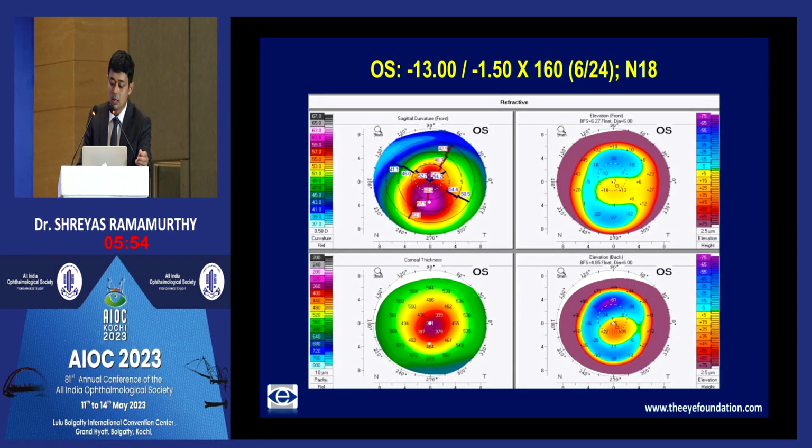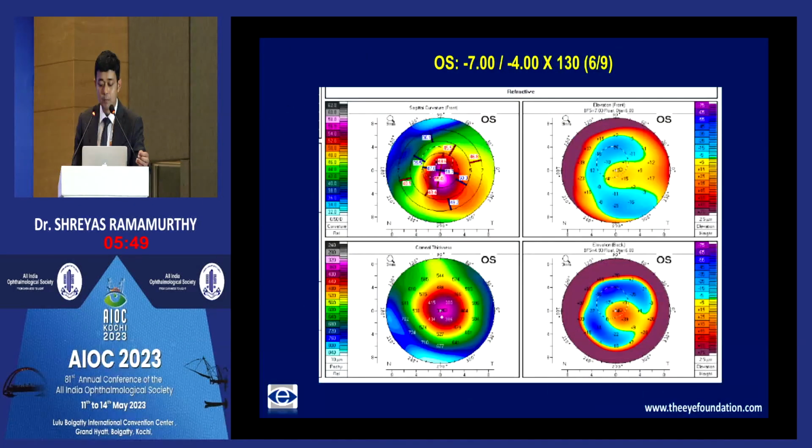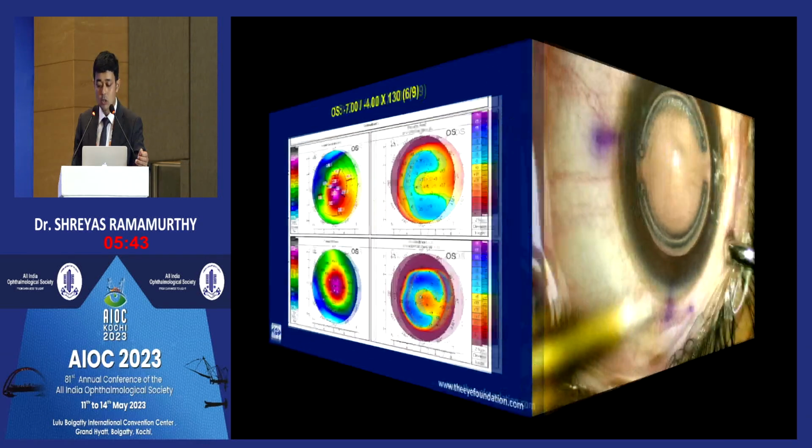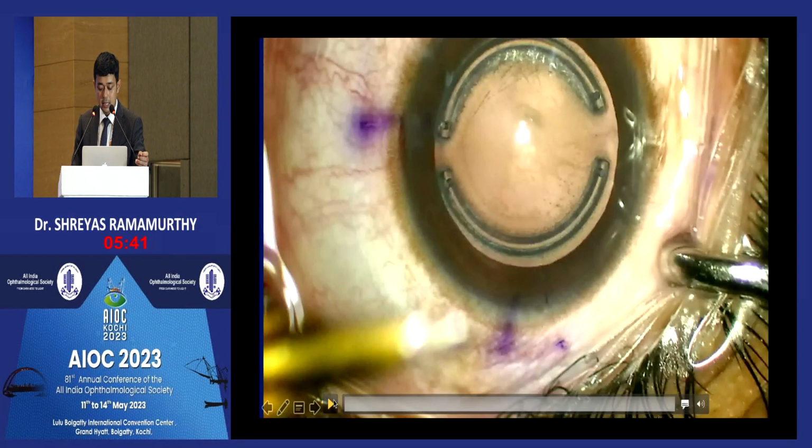Even such patients with a significant power, with just a 6/24 BCVA, post intracorneal ring segment, their BCVA improves. Once their best spectacle corrected visual acuity improves, these also become good indications for an ICL.